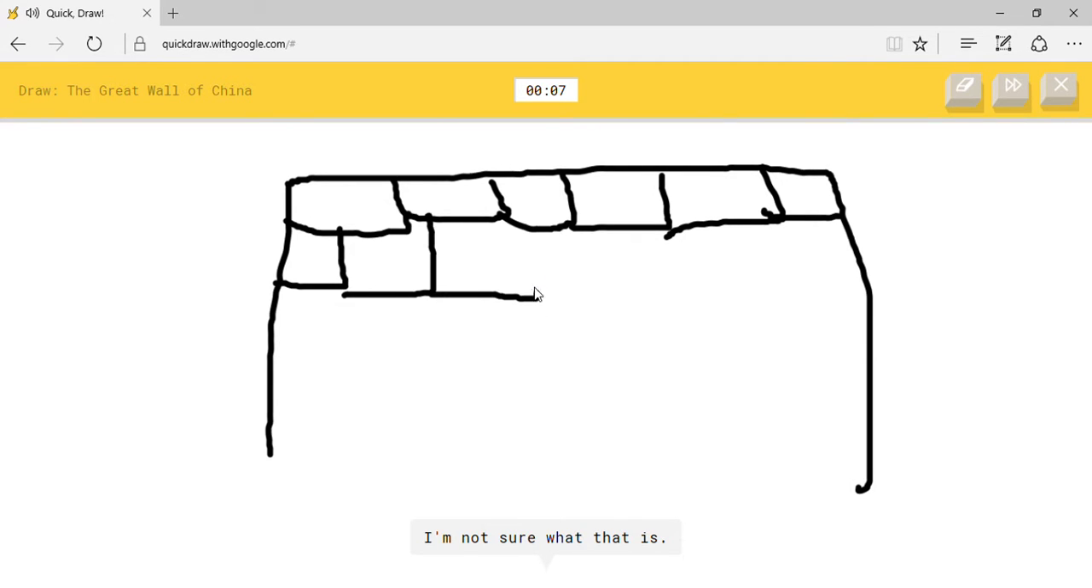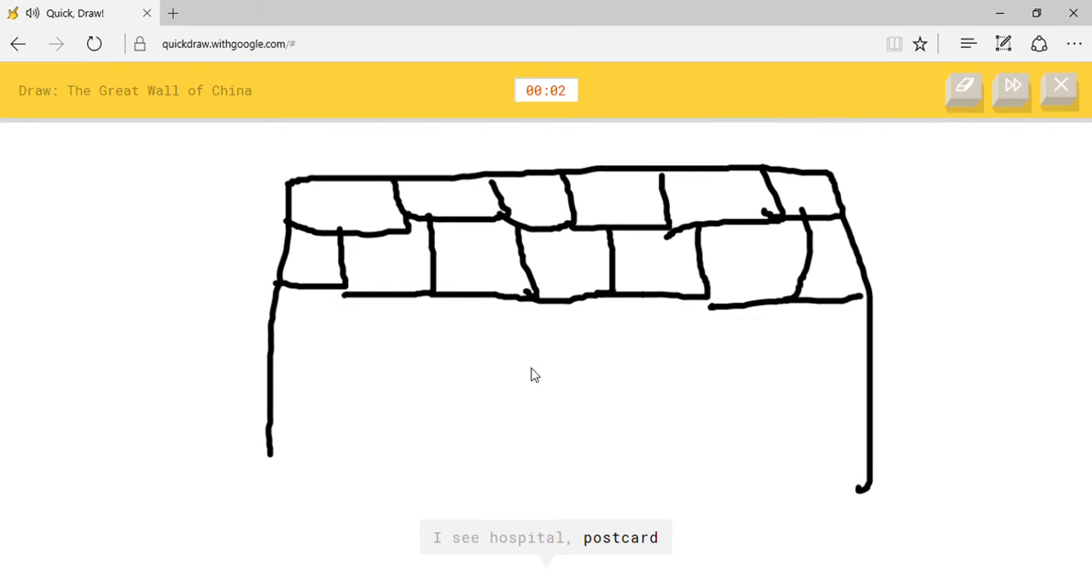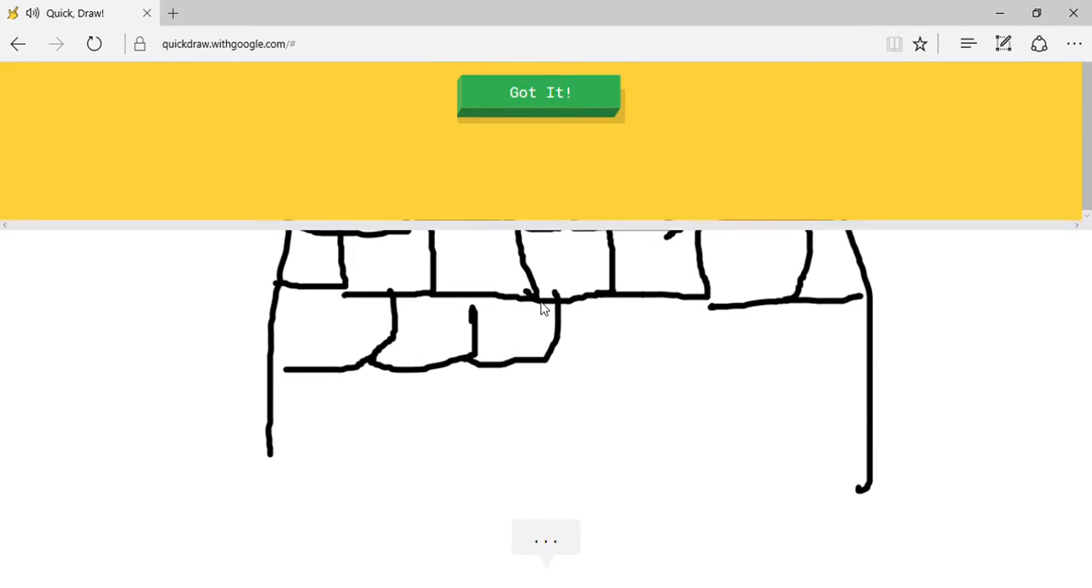I'm not sure what that is. It's a wall. I see hospital. It's a wall of China. Or postcard, or pool, or envelope. What does the Great Wall of China look like though? Sorry, I couldn't guess it.